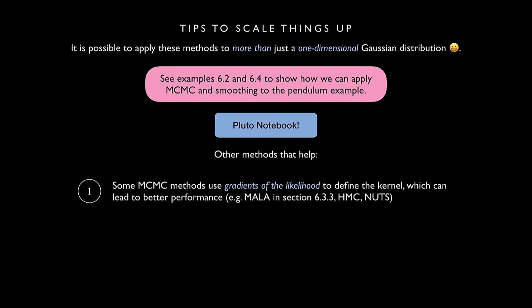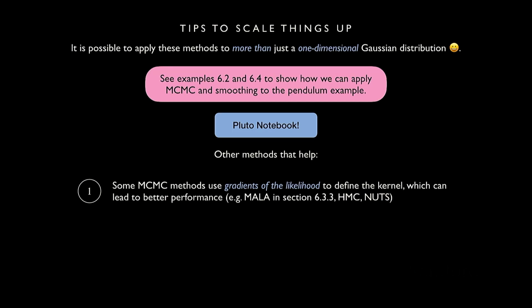If you're interested in more specifics on how that works, we talk about it in section 3.6.3.3. There's also one that's very famous called Hamiltonian Monte Carlo, or HMC, that you may have heard of. And then the state-of-the-art one that a lot of people use these days is NUTS, or the No U-Turn Sampler, kind of a funny name.